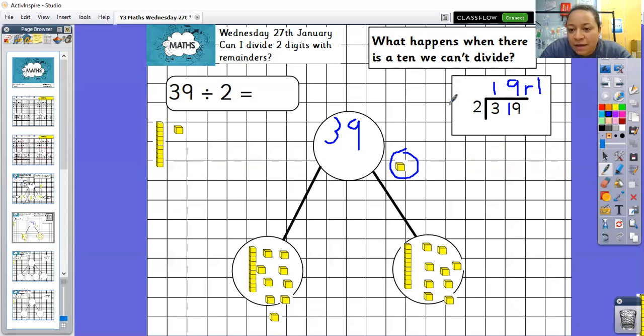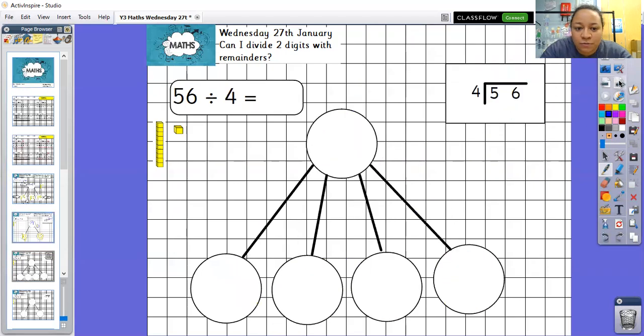Interestingly, when we look at our bus stop technique, it is the same as this. It's just that it's an abstract method, which means that we are looking at numbers and we're not doing a pictorial method. Okay, let's look at another one.